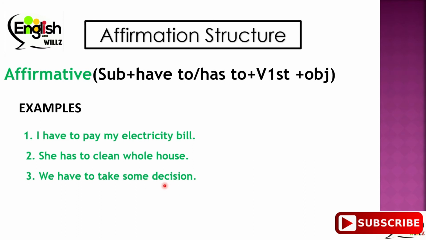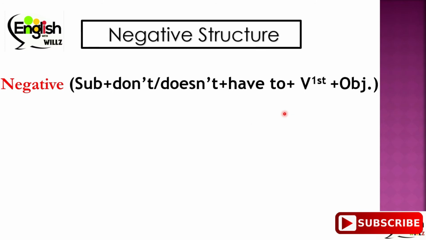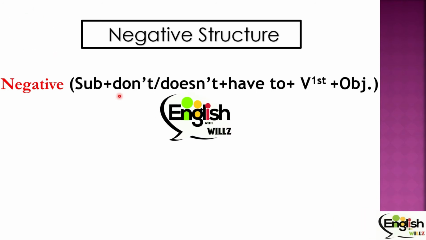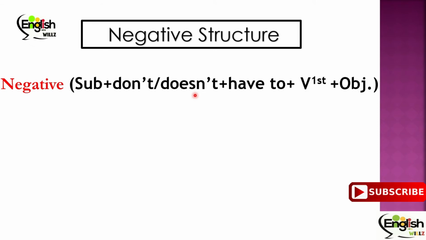Now let's talk about the negative structure. In the negative structure we have to use subject and after subject we use don't or doesn't. With I, we, you, they we use don't. With he, she, it or a singular name we use doesn't. And then have to, first form of the verb and object. As I earlier explained that has to only comes in the affirmative sentences. That's the reason that you can't see has to here in the negative sentence. So in the negative sentences only have to, no has to.